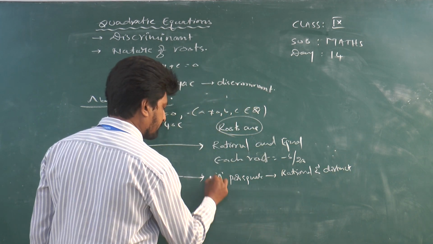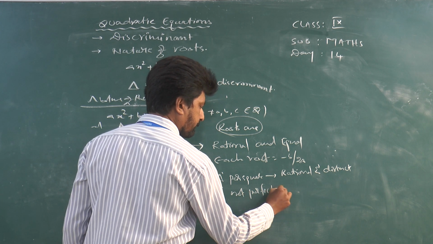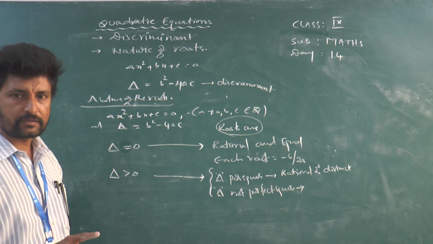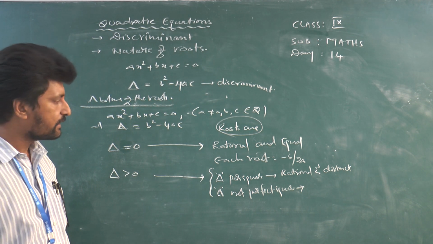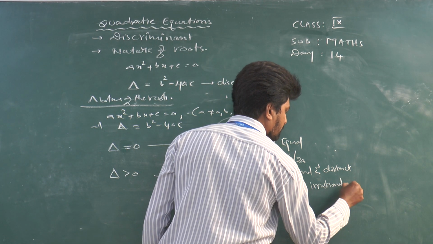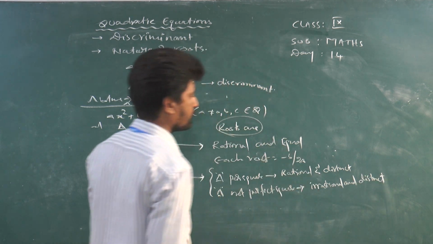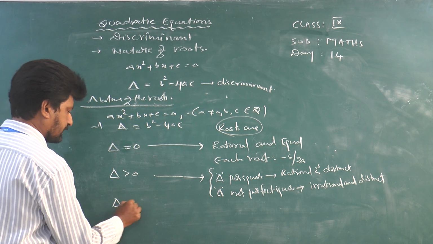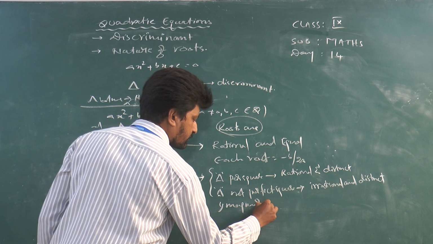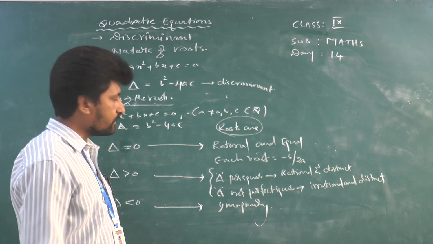If delta is not a perfect square, then the roots are what? We cannot omit the square root sign, that's why the roots are irrational and distinct. Okay, next. Suppose delta is less than 0, the roots are imaginary. That is, the roots are non-real complex numbers. Okay. Now let us take one problem.